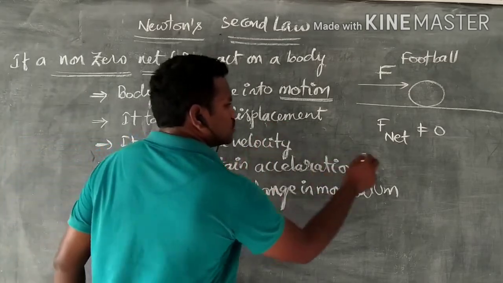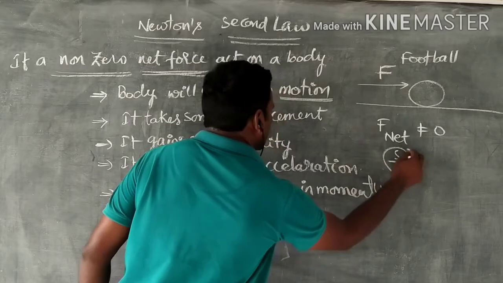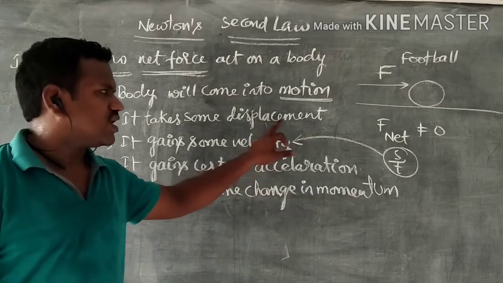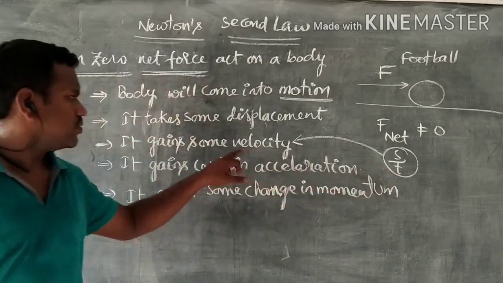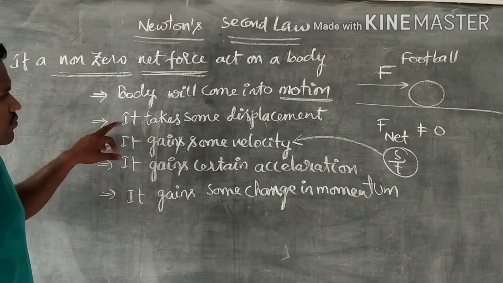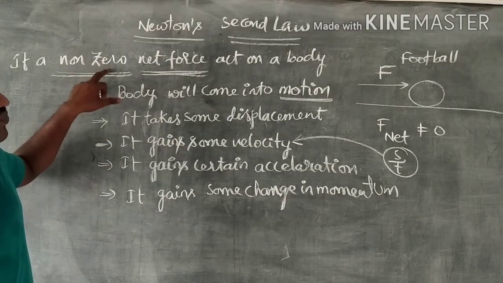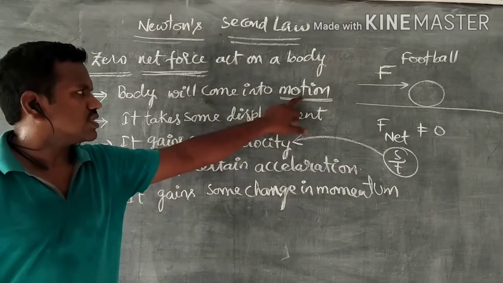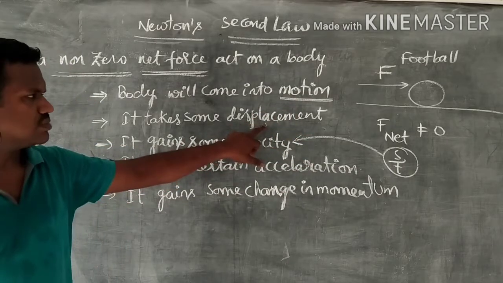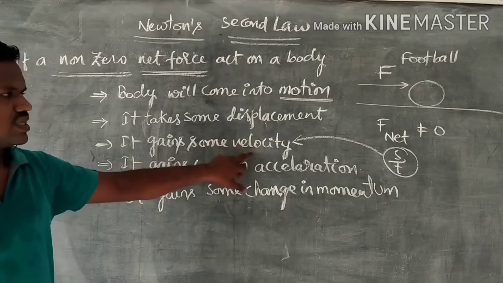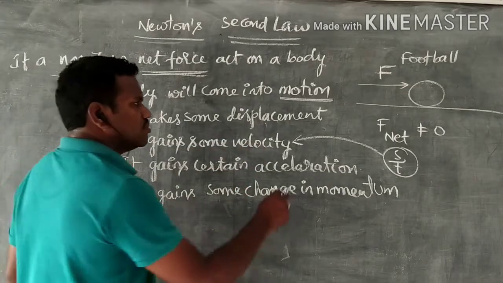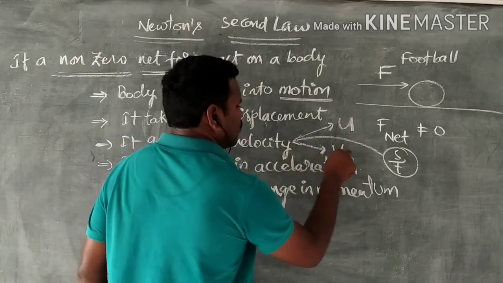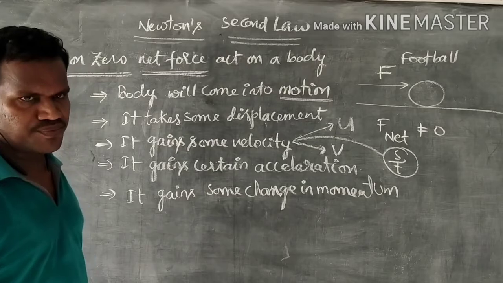If you compare this displacement with respect to time, you get a certain velocity. Rate of displacement is called velocity. So because of the non-zero net force acting on the body, it gains certain motion. Because of the motion, it has a certain displacement. Because of the displacement, it has velocity. This velocity may be the initial velocity u, or otherwise the final velocity v.